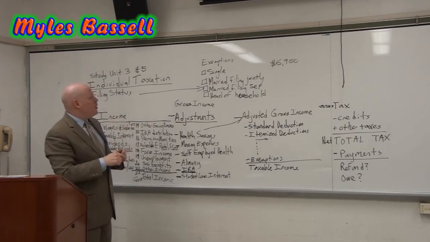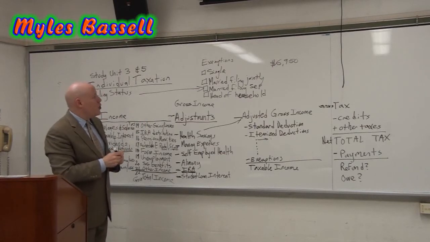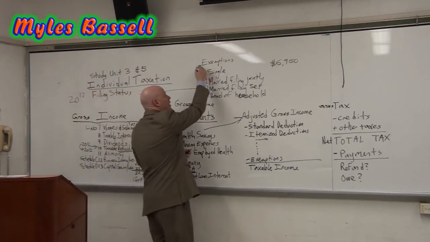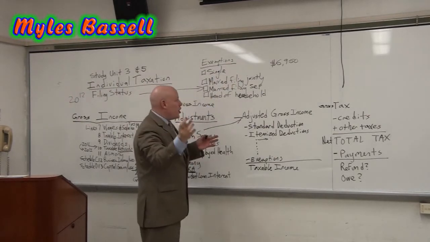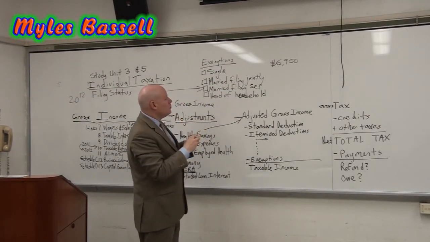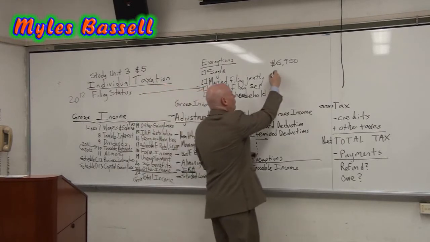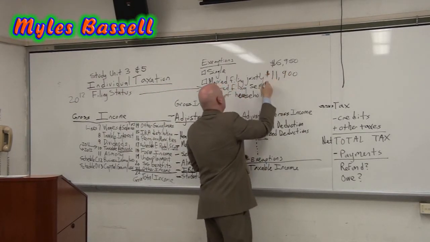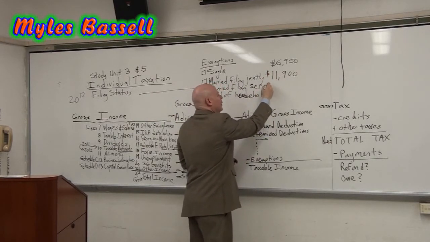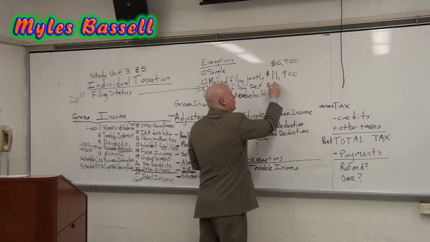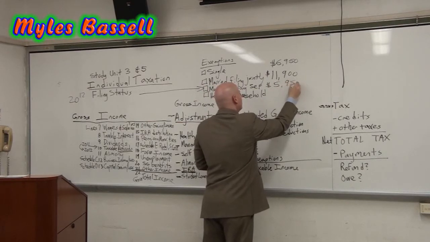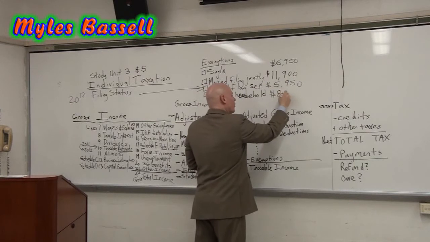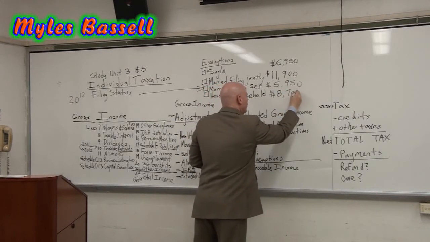So what about married filing jointly? So you're married, and you and your spouse file a return together, then what is the amount of the exemption, not the standard deduction? 11,900. Yes. And for married filing separately? Each 5,950. And head of household? 8,700. Right, 8,700.